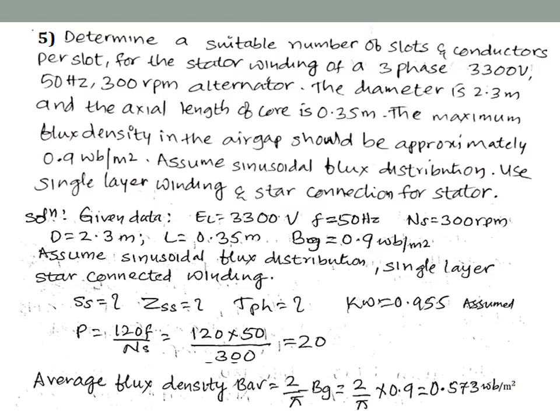This problem is almost the same. Suitable number of slots, conductors per slot, everything is the same. The only thing is that in this problem he has given the maximum flux density in the gap instead of the average. It is 0.9 Weber per meter square. To find the average flux density from the maximum, we have to multiply by 2 by pi with the maximum. So we will get the average flux density. The rest is the same here. Just go through this problem.